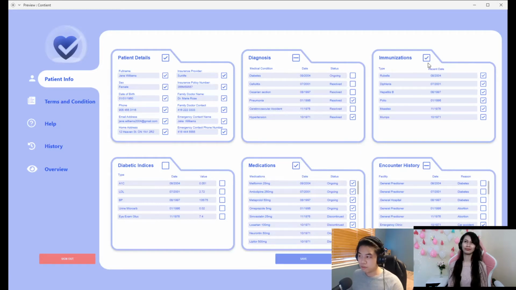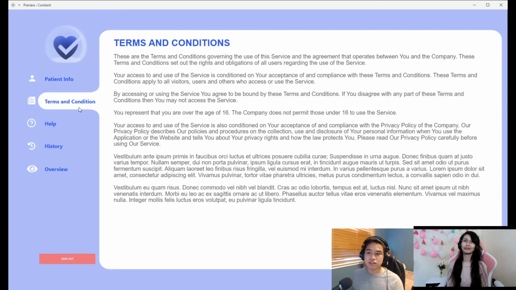So, for example, if she did not want to share immunizations, she can uncheck the all and it would uncheck all or recheck it. Same goes for this one. But maybe she does want to share that she had pneumonia and hypertension, but she doesn't want to share that she has diabetes or a cesarean section. Let me just save and let's go into the terms and conditions page.